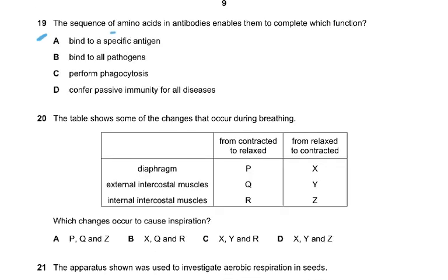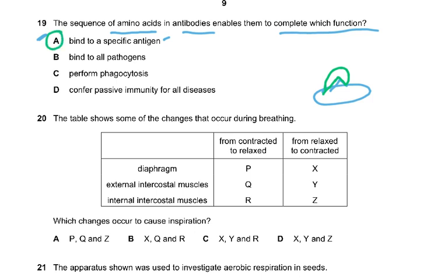Question number 19, the sequence of amino acids in antibodies enables them to complete which function? Bind to a specific antigen, antibodies. Remember, lymphocytes make antibodies, they attach. So this is a virus and this has got this antigen on it. So there will be this antibody which is going to attach to it. Bind to all pathogens, perform phagocytosis, confer passive immunity for all diseases. Yes, everybody knows that they bind to antigens. So question number 19, the answer is A.